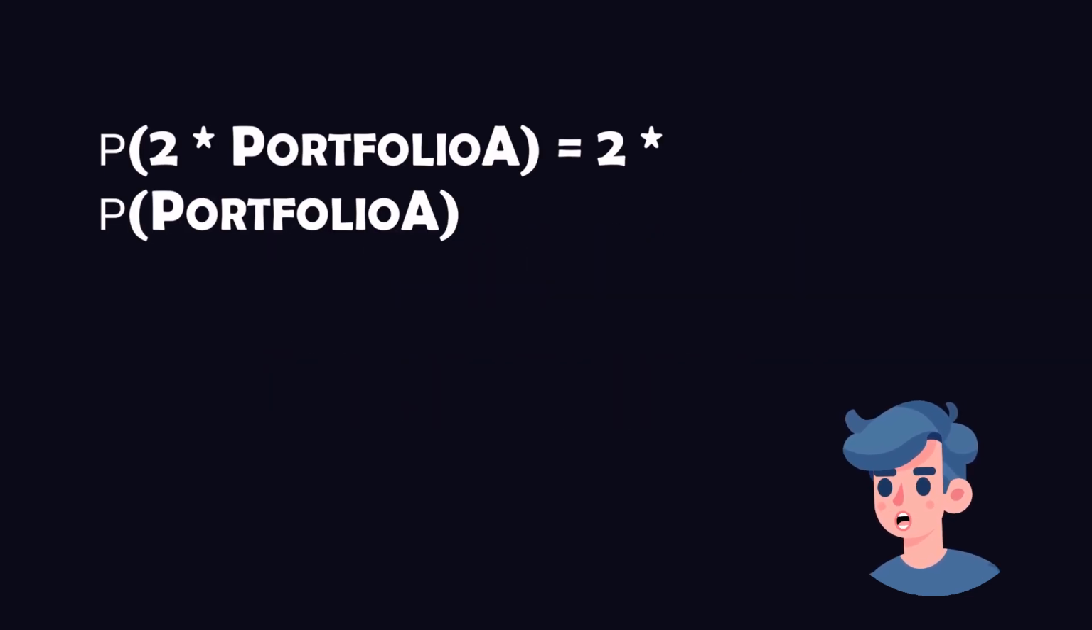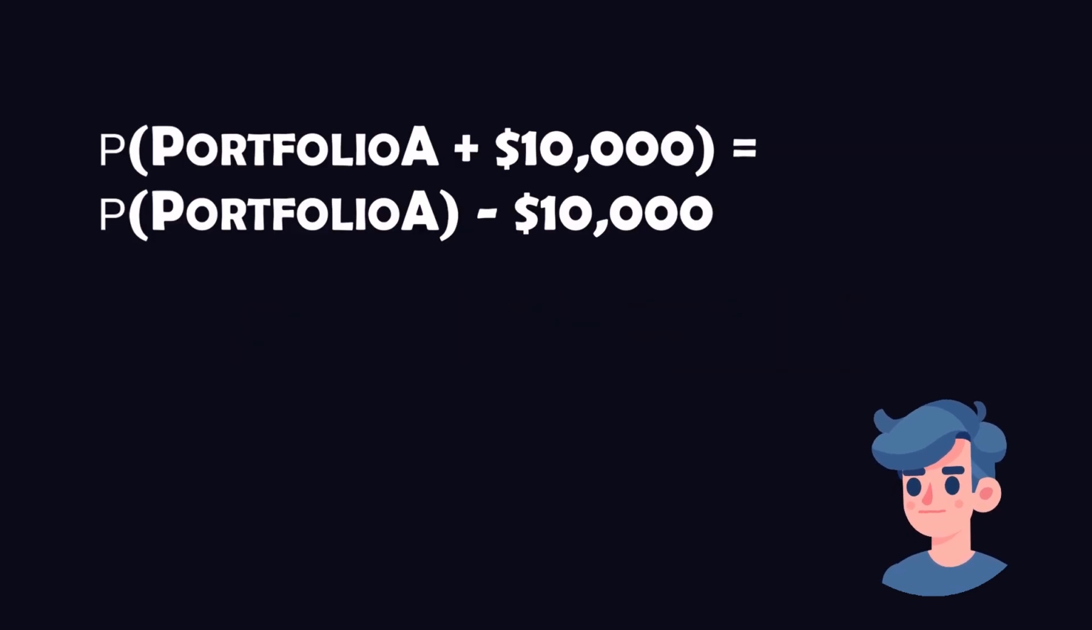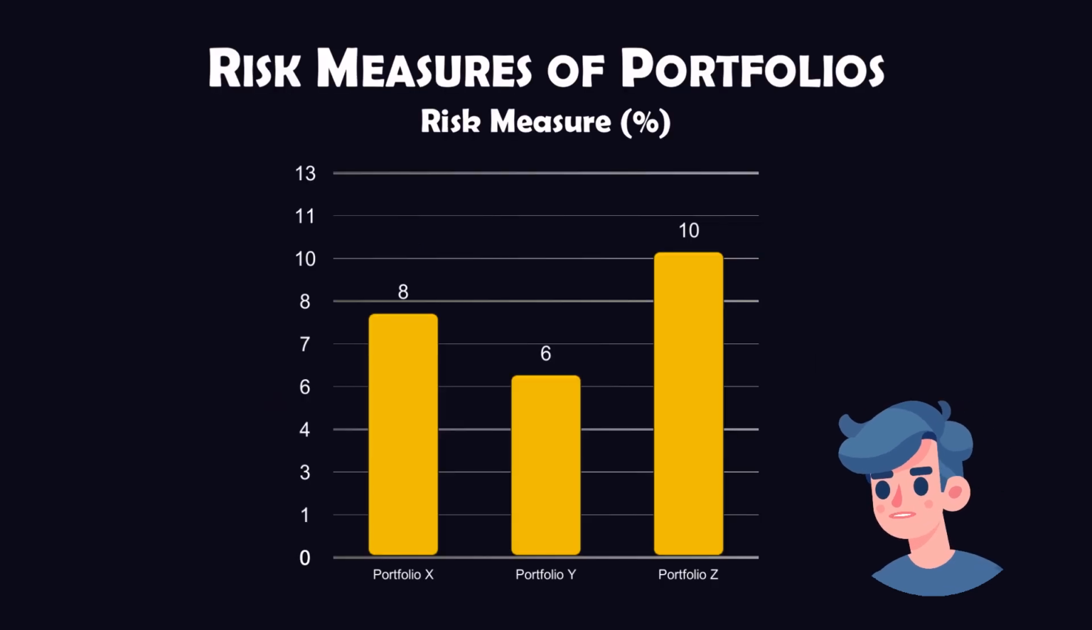Next, let's consider scaling. If you double your investment in Portfolio A, the risk should also double according to the homogeneity property. So if $100,000 results in a 10% risk, $200,000 should result in a 20% risk. Finally, if you add $10,000 in cash to your Portfolio A, the overall risk should decrease by $10,000 according to translation invariance.